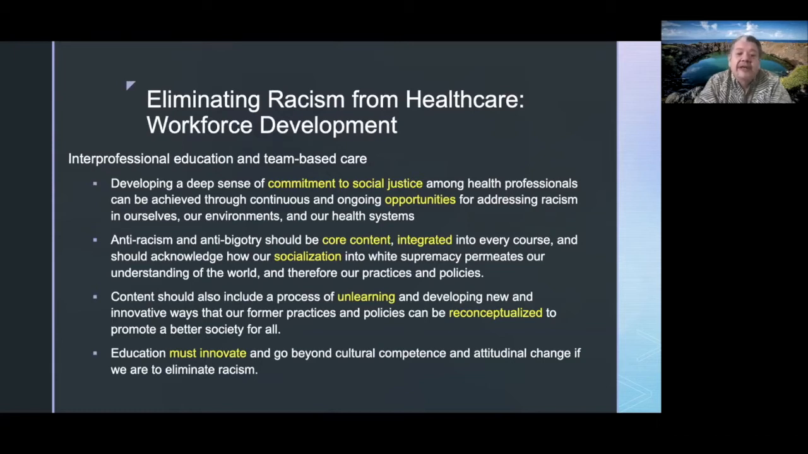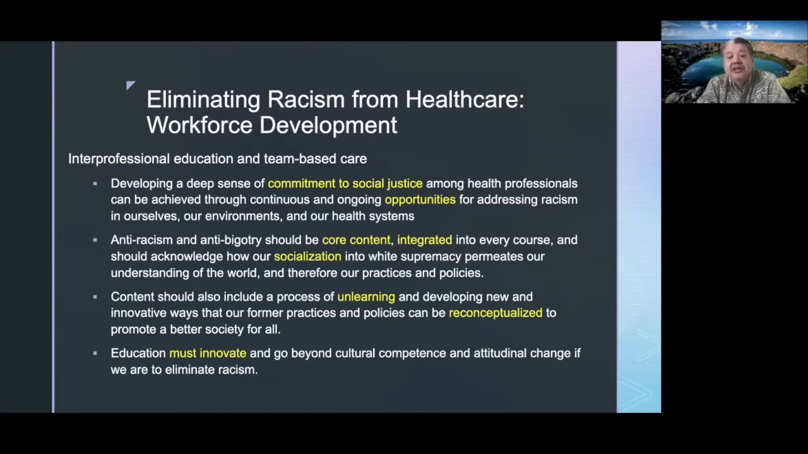So working together. Anti-racism, anti-bigotry should be core content. It should be integrated into every course. I think that we've always talked about, should it be core content? Should it be integrated? And I've come to the conclusion that this is so important that it needs to be both. You need to have core content because you need to establish a foundation. And then it needs to be integrated upon and scaffolded and built upon in every course.